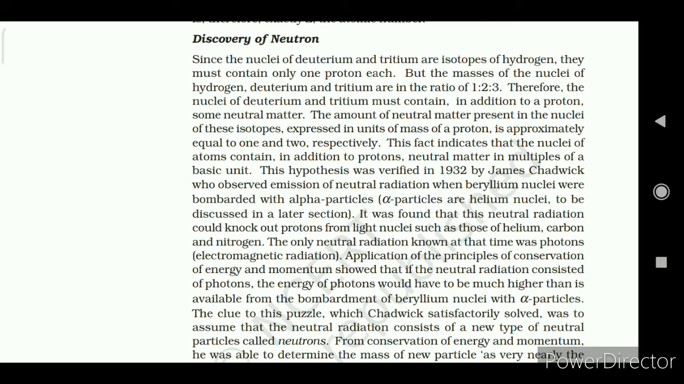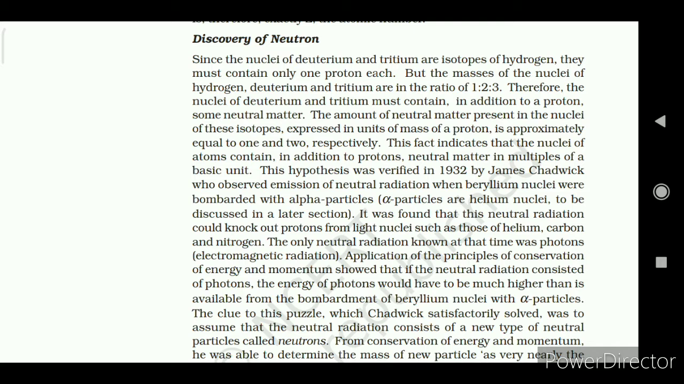A free neutron, unlike a free proton, is unstable. It decays into a proton, an electron, and an antineutrino, and has a mean life of about 1000 seconds. It is, however, stable inside the nucleus.